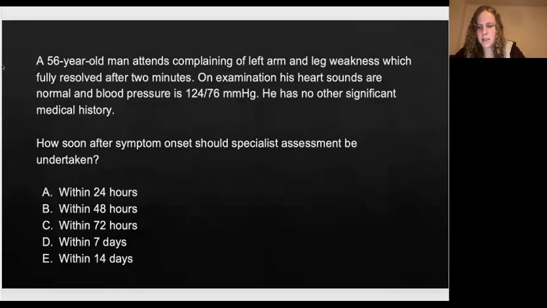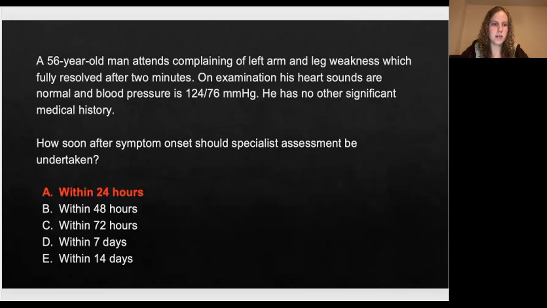Does anyone know what this is? Yes, exactly. It's a TIA. So anyone know how soon he needs to be seen? So within 24 hours. Anyone who has had symptoms of a TIA within the last week has to be seen within 24 hours.